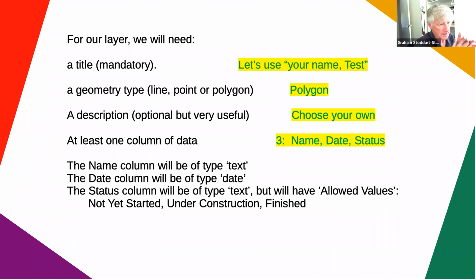Today, for this exercise, we're going to create 3: name, date, and status. The name will be of the type of column called text. The date will unsurprisingly be a date, and the status will be a text type, but we're going to put in allowed values, which basically means a drop-down list. I'm going to have these 3 values: not yet started, under construction, and finished.